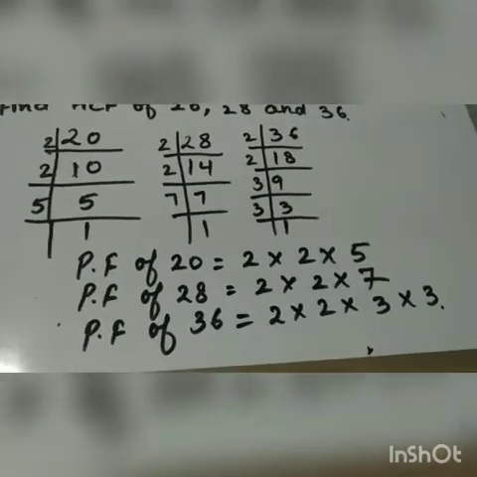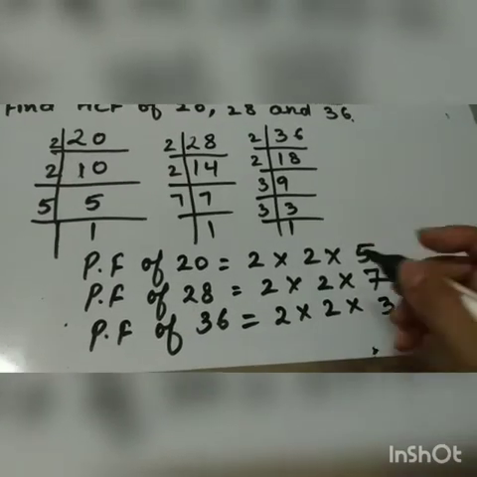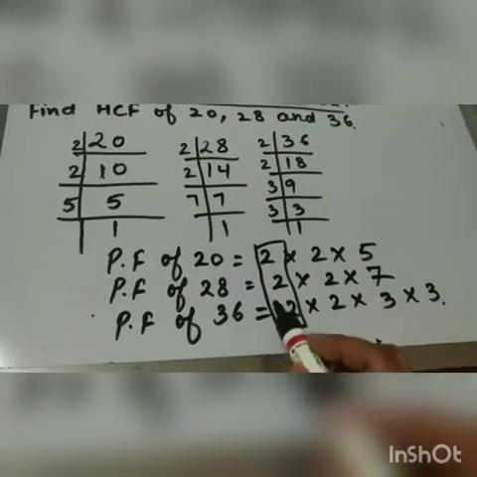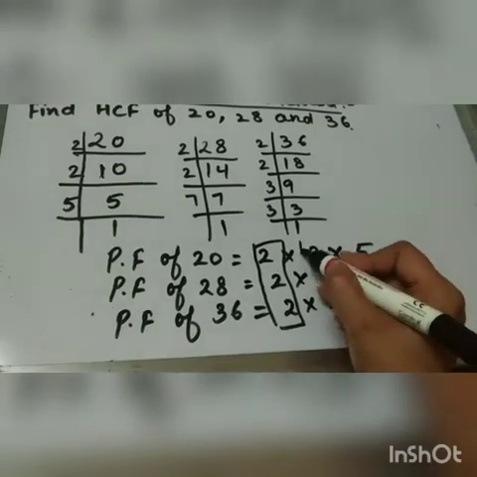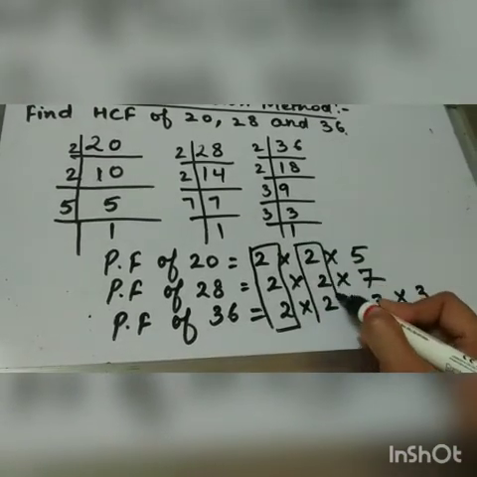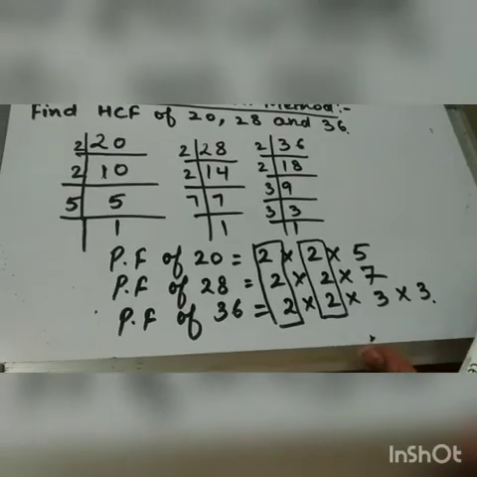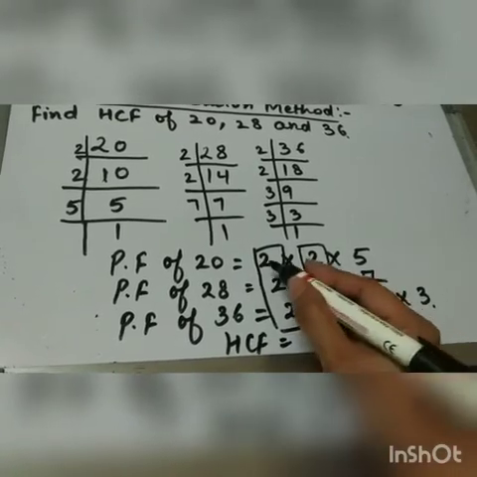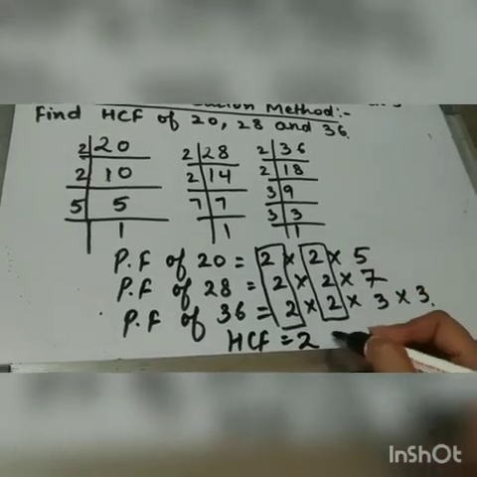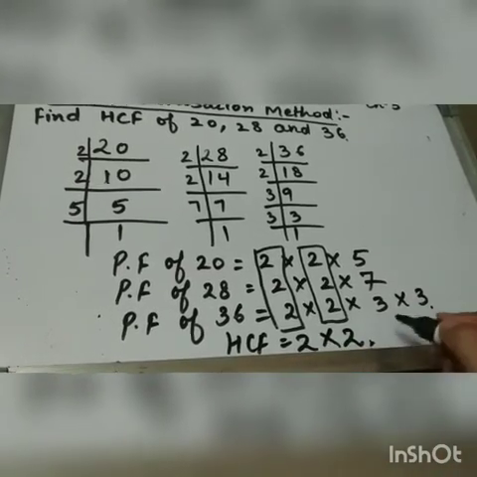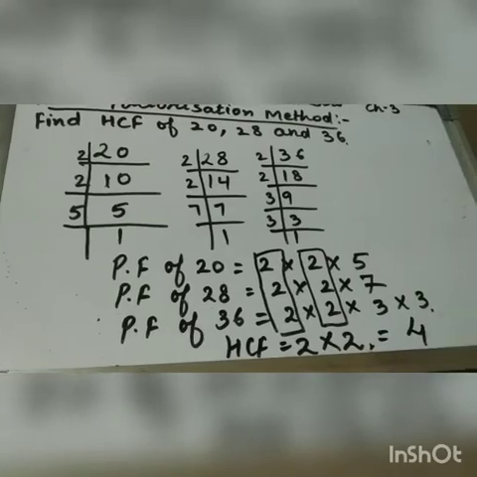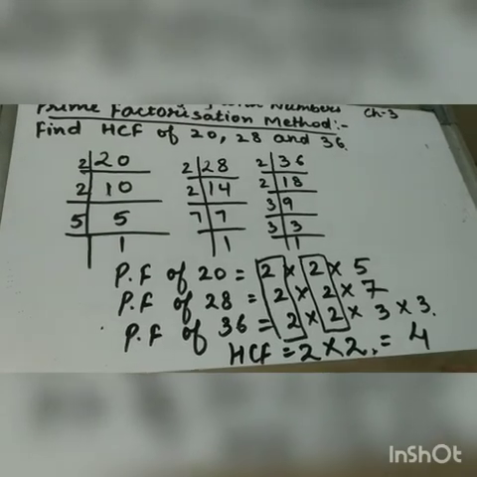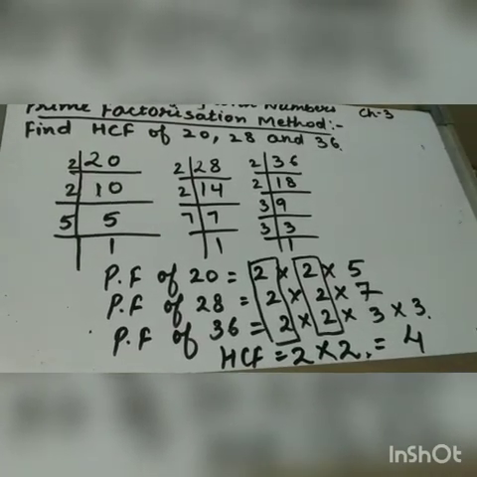Now you have to find the HCF of these numbers. See, among the common prime factors, this 2 is common in all the numbers, this 2 is also common, and there are no other common prime factors. So HCF will be the product of the common factors. Here the common factor is 2, and this 2 also, and the product of these common factors is the HCF. So HCF will be 4. This is how you can find the HCF by prime factorization method.